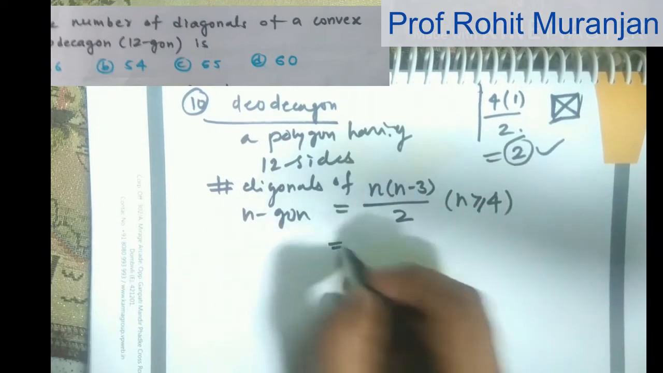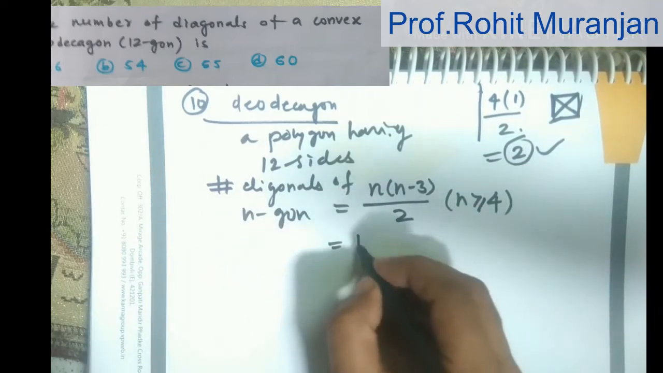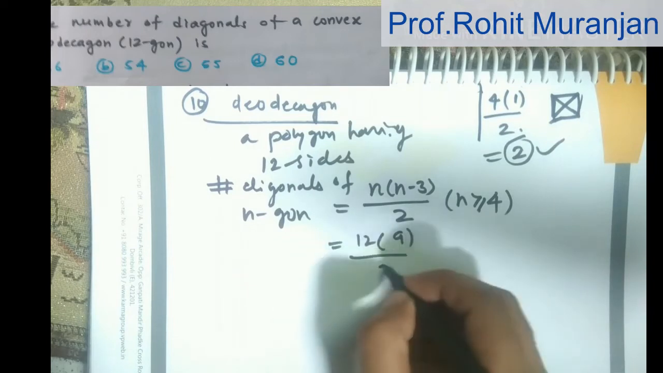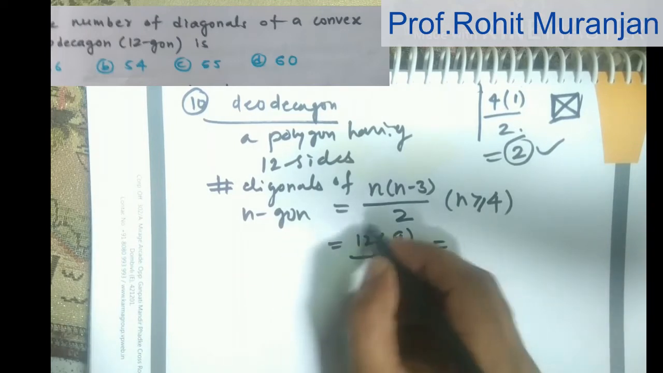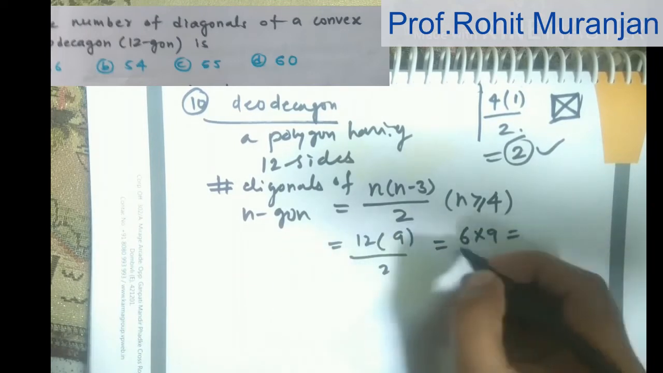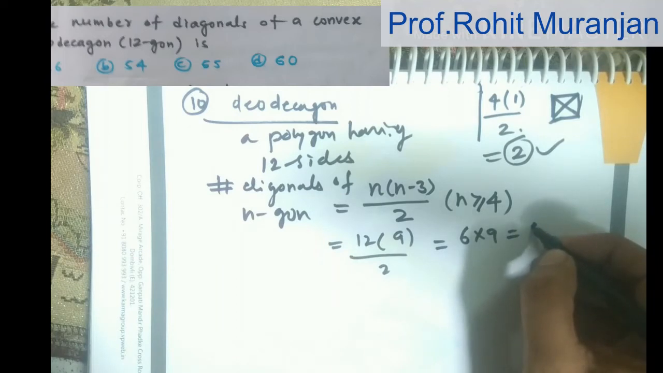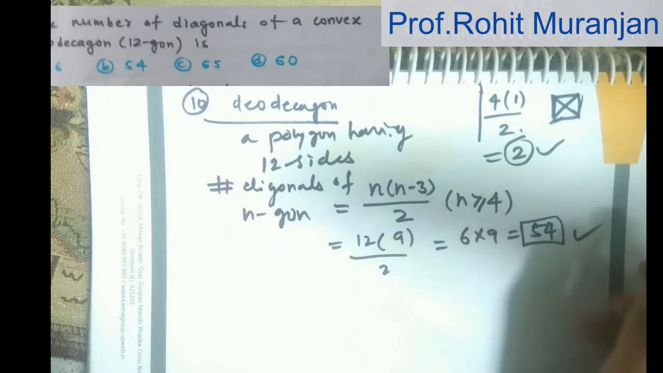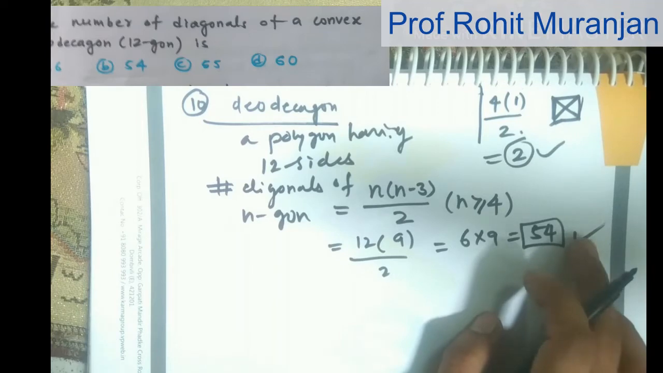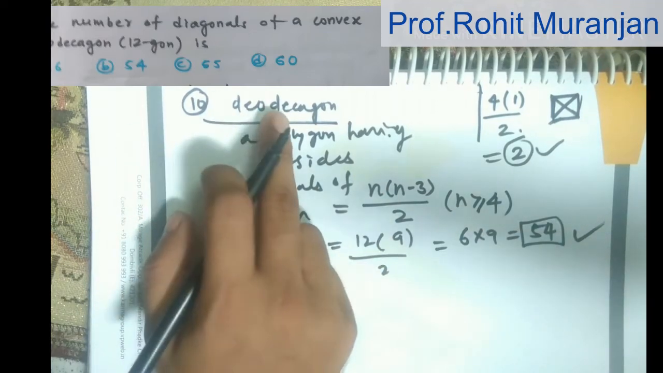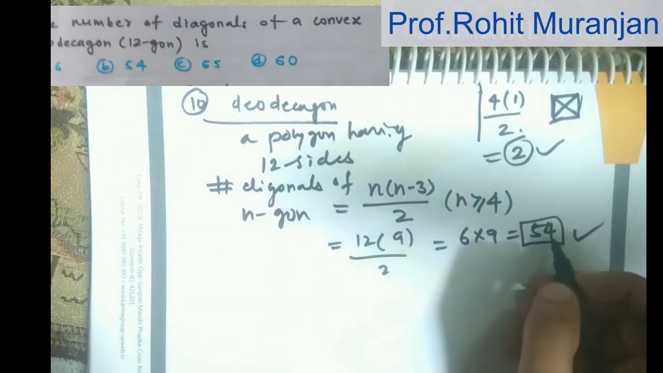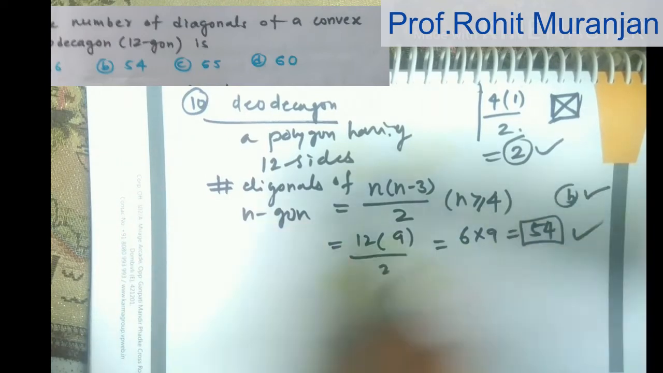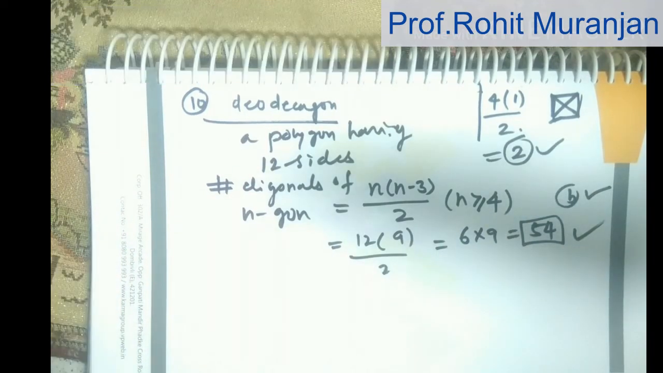Okay, if I substitute n equals 12 in this formula, I am going to get 12 times (12 minus 3), 9, divided by 2. So 2 sixes are 12 means what? 6 nines are 54. So there are 54 diagonals in a duodecagon, a polygon having 12 sides. So which answer will be correct? Answer B is correct. Okay, for 10 answer B is correct.